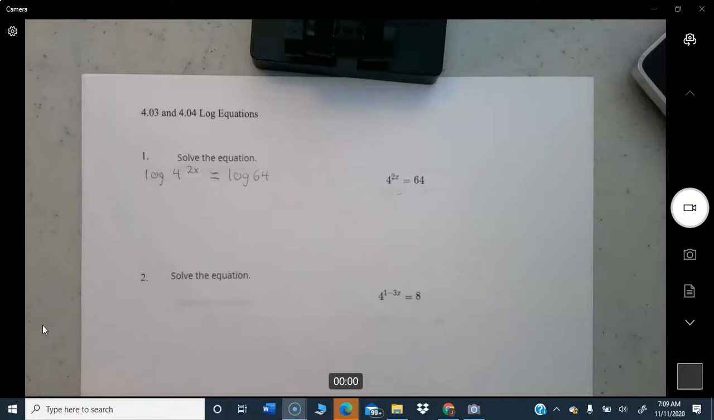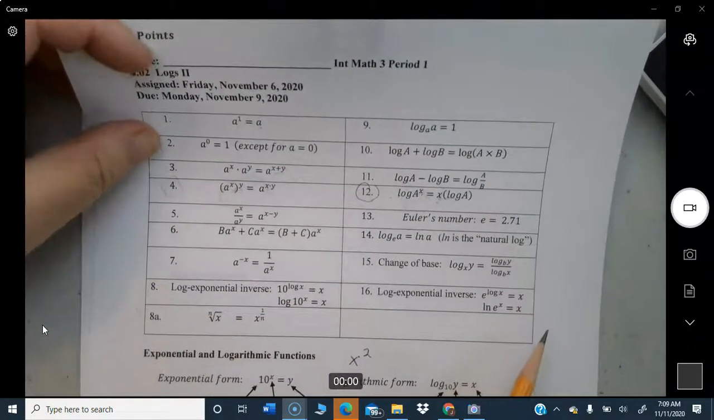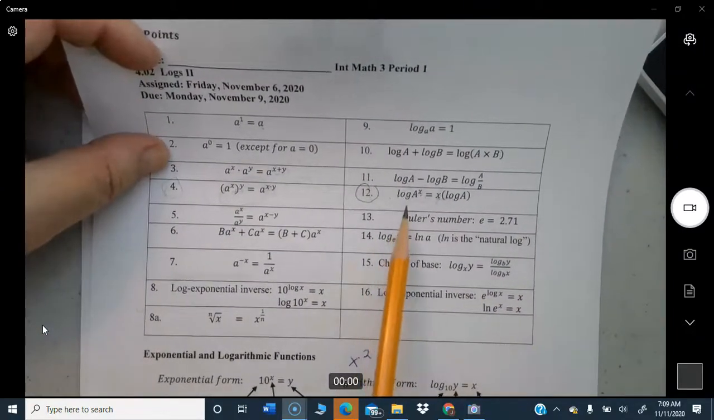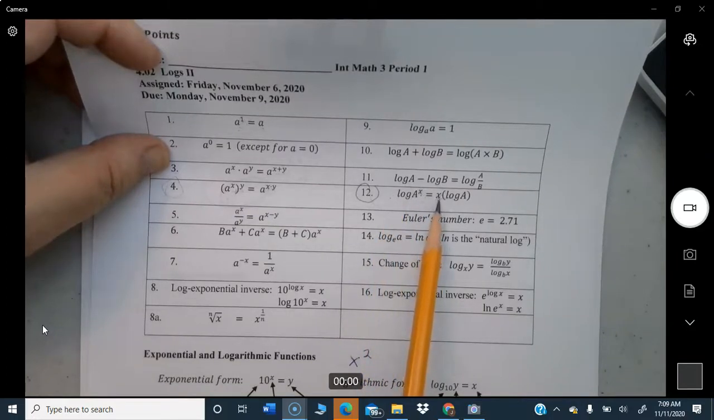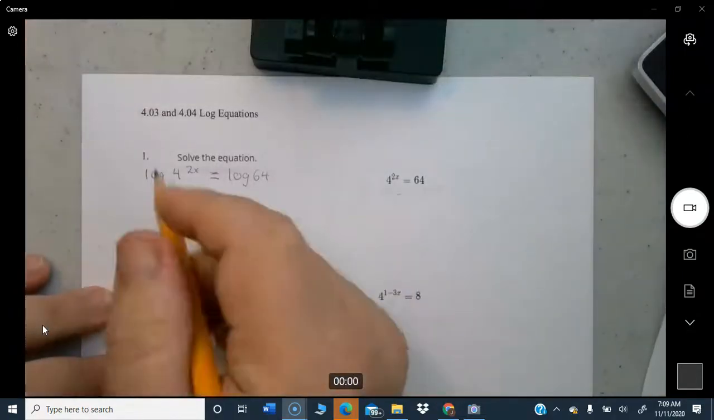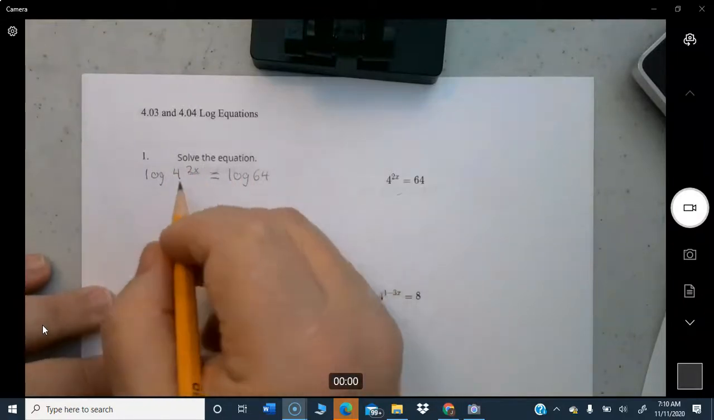All right, so we have some rules that we can follow here. The one we use quite a bit is on the front of your assignment sheet, rule number 12. It says if you have log of a raised to the x power, you can take that exponent and bring it out in front of the log, like it's shown right there. So we take the x and bring it out in front of the log. We'll do that with 2x here. It doesn't just have to be an x, it could be anything that's in the exponent.